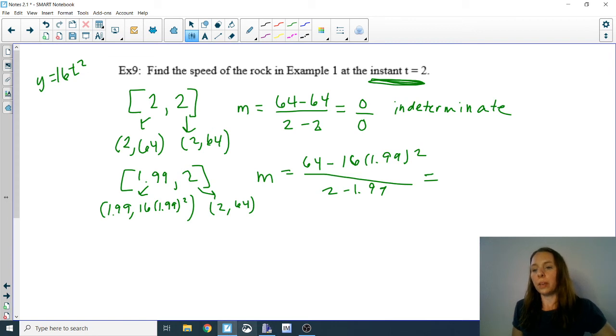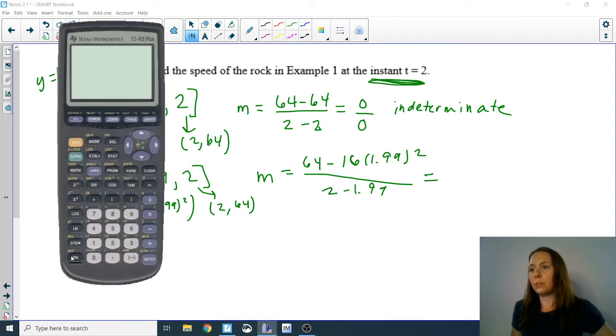Now I'll go to my calculator and just let the calculator do that work. To have the least amount of steps as possible, I'm going to group the numerator with a set of parentheses around it. The denominator is 0.01, right? We can do that mentally: 2 minus 1.99 is 0.01. So here we get a slope, or a speed, of 63.84.